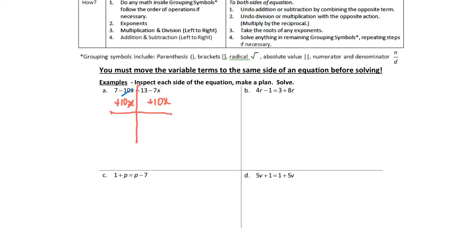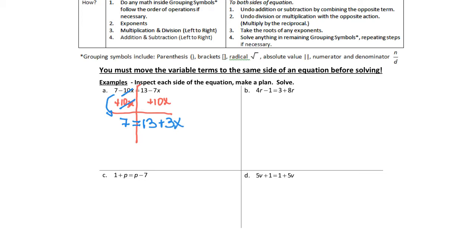Now we can see right here they're going to cancel. They are canceling because a negative 10x plus 10x is 0, so it's just gone. The only thing I have left over is the 7, and I'm going to bring it down. I'm going to bring the equal down the line and bring the 13 down. There's nothing to add to it. Negative 7x plus 10x is going to be 3x.